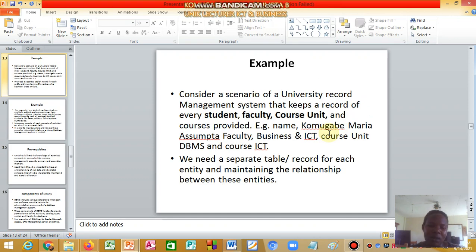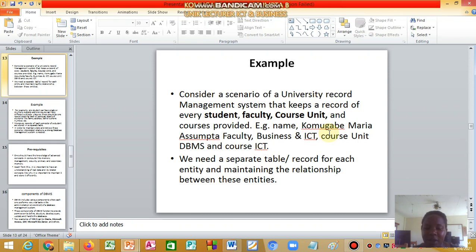Now we're going to look at this example. Consider a scenario of a university record management system that keeps a record of every student, faculty, course unit, and courses provided. For example, we have the name Komgai Maria Sumta, faculty, business and ICT, course unit, database management system, and course is ICT. That data has to be kept in a database management system of an institution in order to keep track of how you are progressing.